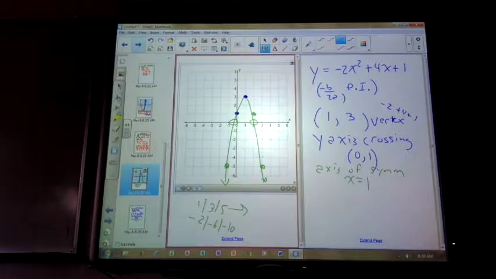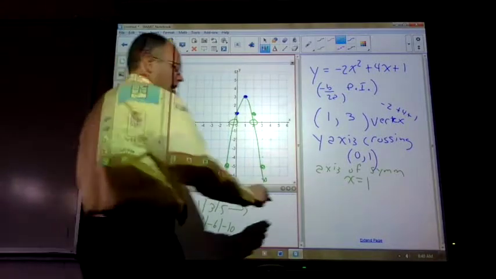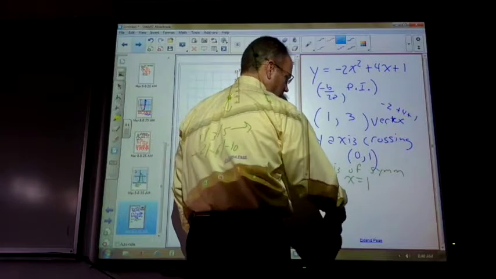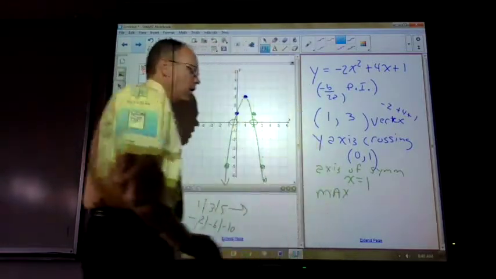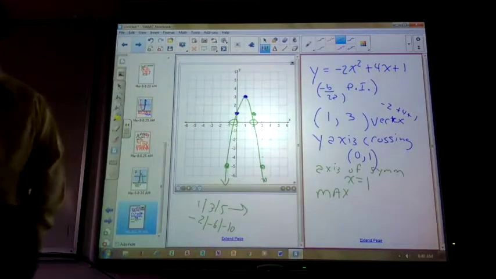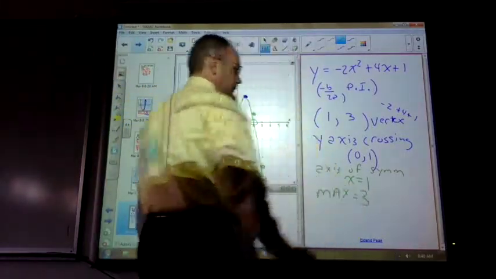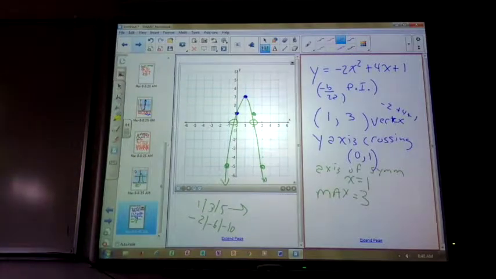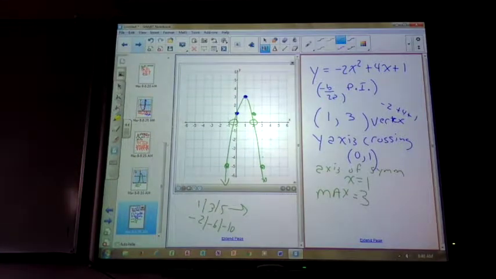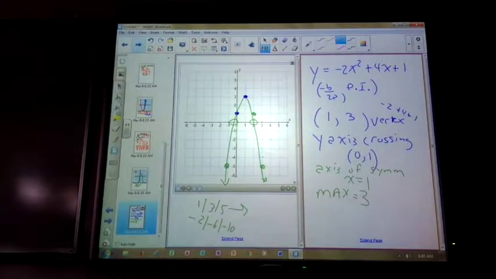So these do exist. They're probably irrational, and I don't know exactly where they're at. So did we answer all the questions? Axis of symmetry? Got it. X equals 1. Do I have a minimum or a maximum value as far as my vertex? Maximum. The minimum and maximum go along with the y component. What is the y component of my vertex? 3. I have a max at 3. Cool. Max, min, vertex, we got domain.